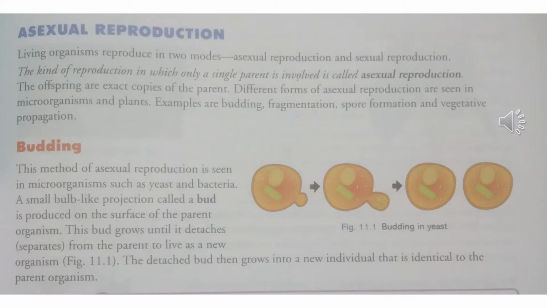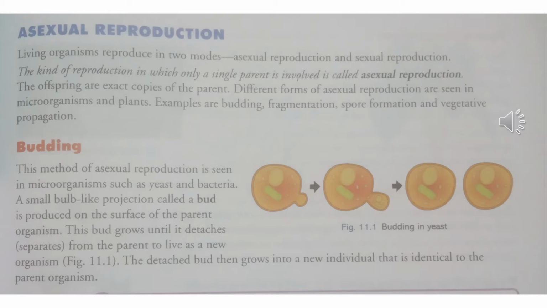The offspring of asexual reproduction are exact copies of the parent, and variations are very few because a single parent is involved. But in case of sexual reproduction, the offspring is not an exact copy of the parents because both parents, father and mother, are involved and the characteristics are transferred from both, so variations are much more in sexual reproduction.